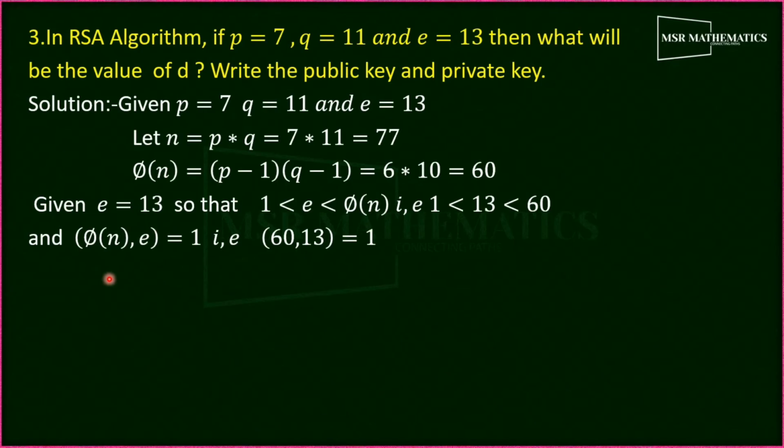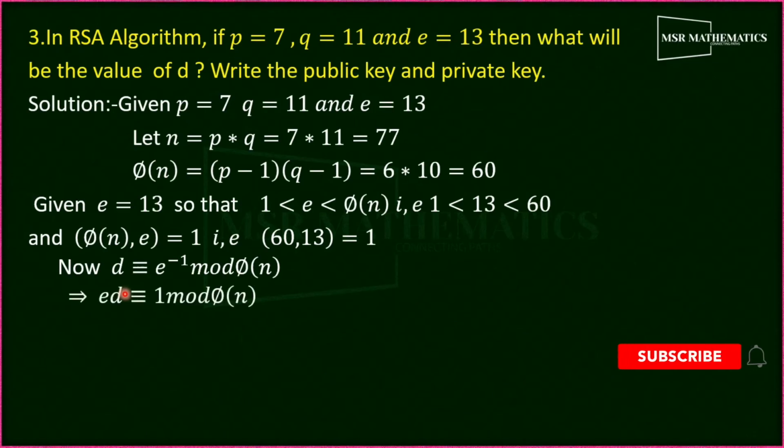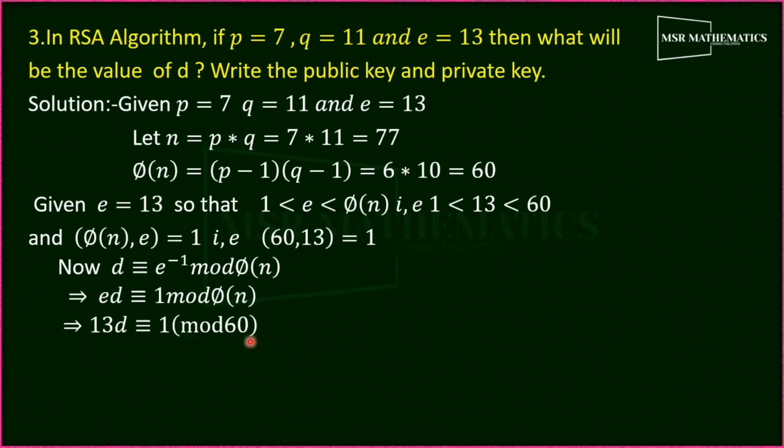To obtain the value of D, we have to consider congruency. D is congruent to E power minus 1 under modulo phi of n, or we can take this as E into D is congruent to 1 mod phi of n. So substitute E value as 13 and phi of n value as 60. We get 13D is congruent to 1 under modulo 60.